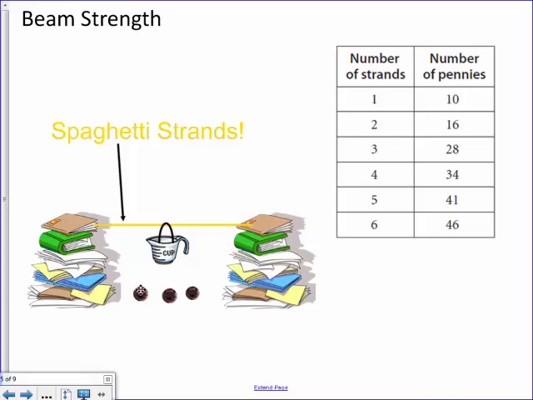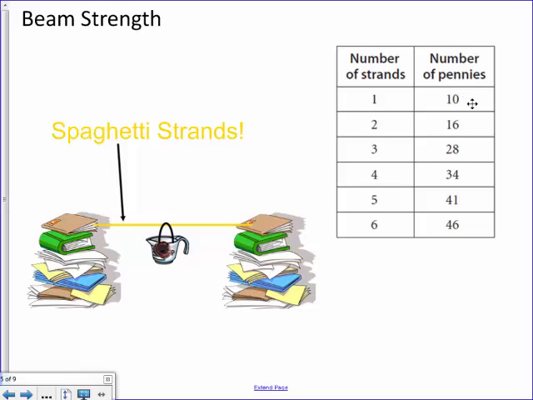So if I took some spaghetti strands and balanced them on some books here and hung a little pail, I could put some pennies inside this cup, and it would just take more spaghetti strands to hold more pennies. And so we did some research, and when I had one spaghetti strand sitting here, I could hold 10 pennies in my little pail. When I had 2 spaghetti strands, I was able to hold 16 pennies. When I had 3 strands, I was able to hold 28, 4, 34.